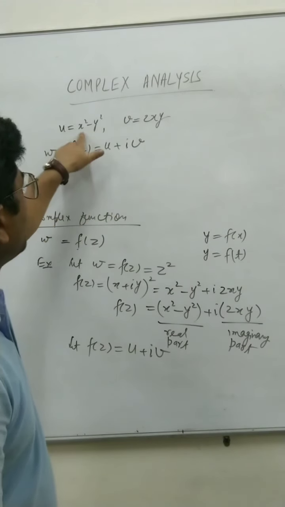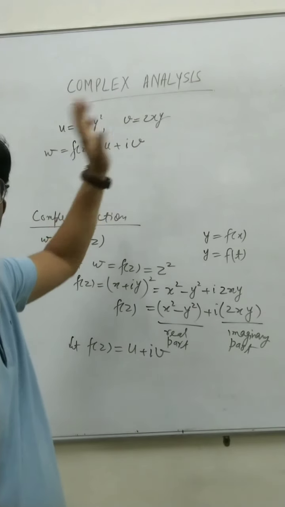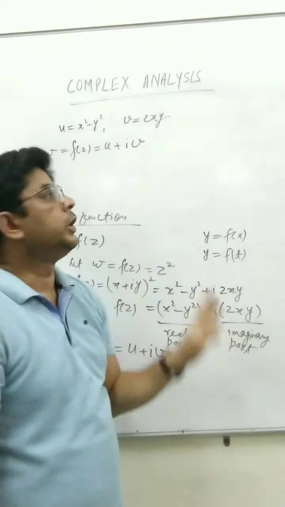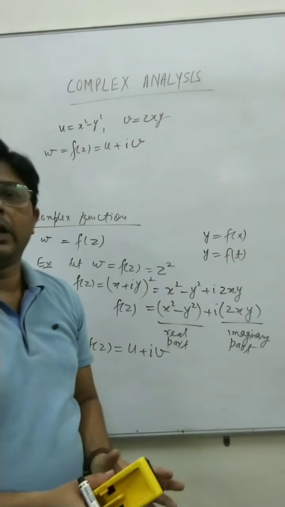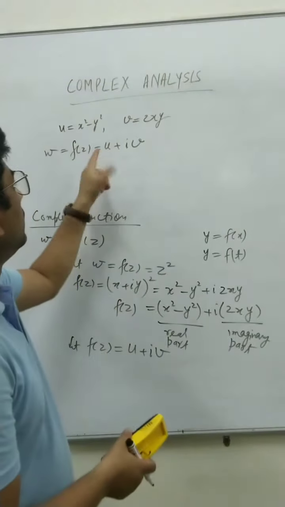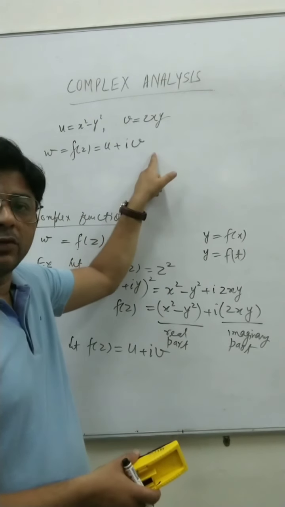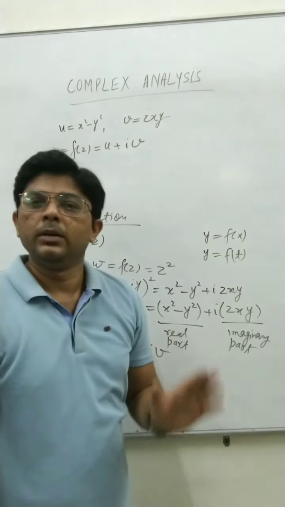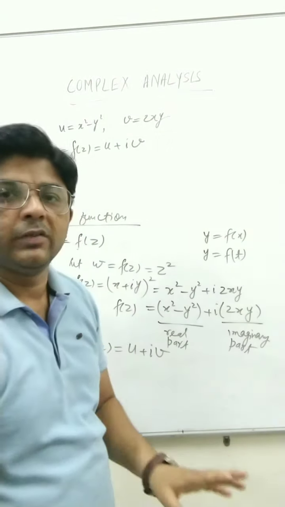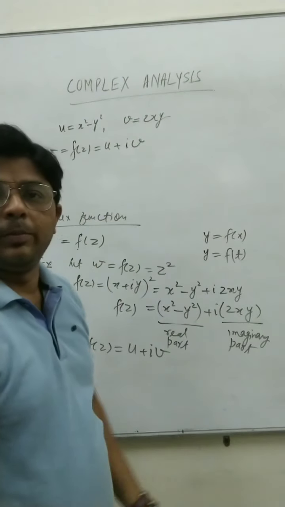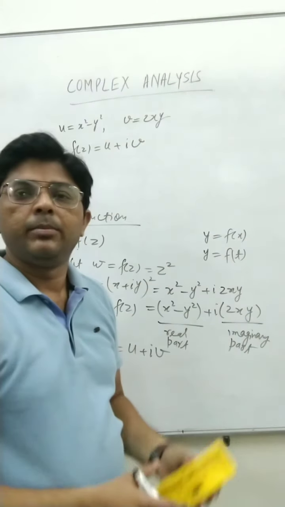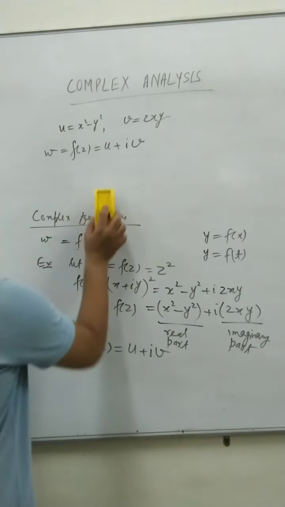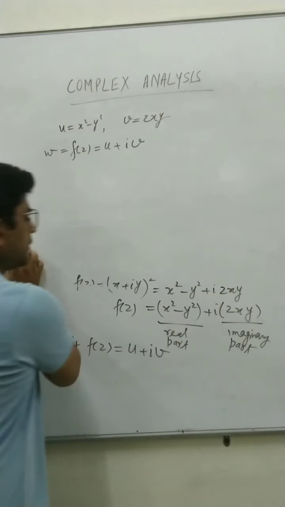Here u is a function of x and y and v is a function of x and y. Since u and v are functions of two variables, all the properties of functions of two variables we can use here. Suppose we have to differentiate u and v. Since these are functions of more than one variable, we have to differentiate by partial derivative. Later we will use this. Now this is the definition of the complex function.